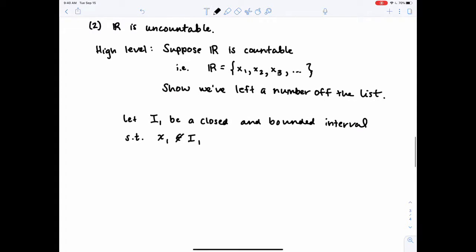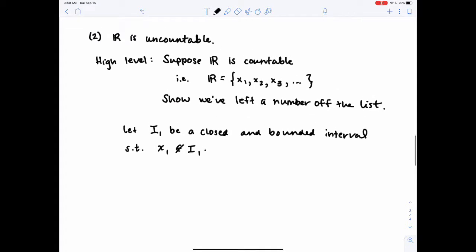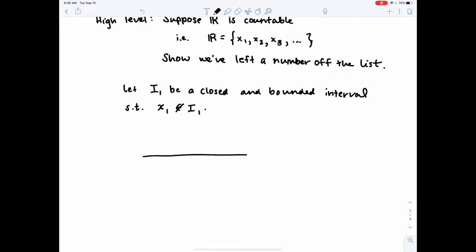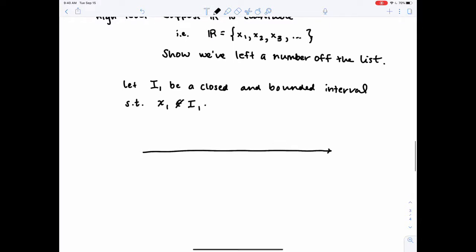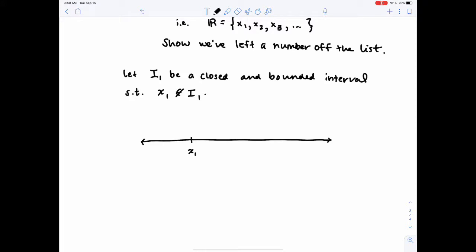So given x1, for example, we have a number line. We know x1 is going to sit somewhere on it. You should believe that it's possible to pick your favorite closed and bounded interval that doesn't include the point x1. So let's say I put it right here. So this guy is going to be I1.